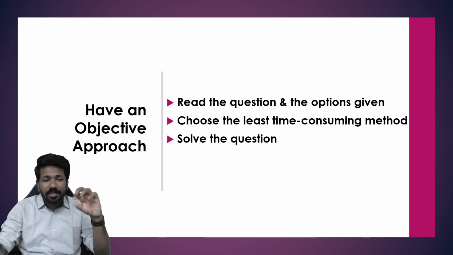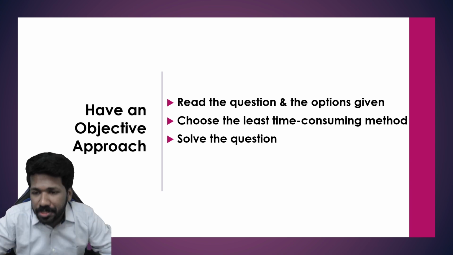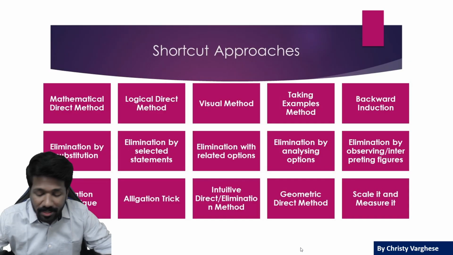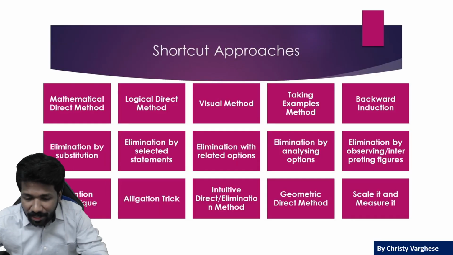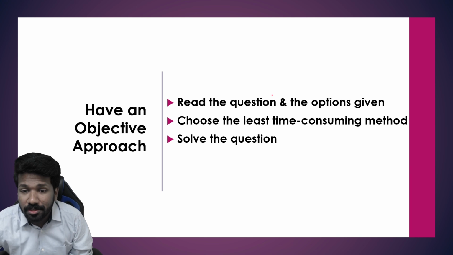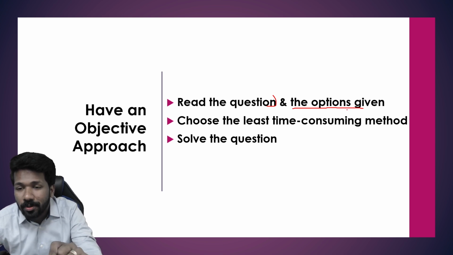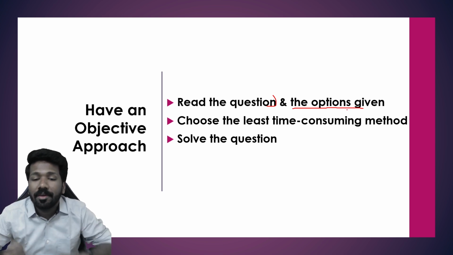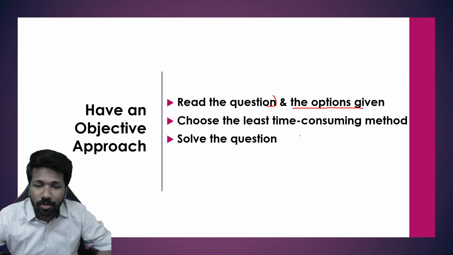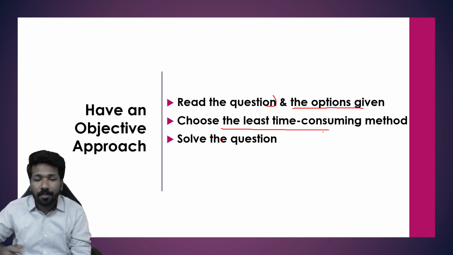So when you see a question, there are 3 things you have to do. Read the question and the options given. Many aspirants make the mistake of just reading the question but not the answer options. Just reading the question till the question mark is not enough. You have to read the question and the options given, because options are also part of the question, and that is also a very big clue in many questions. And by reading the options, you will understand the least time consuming method to solve that question.